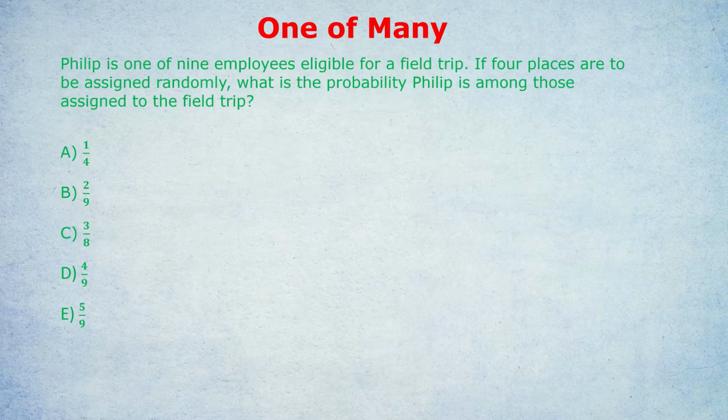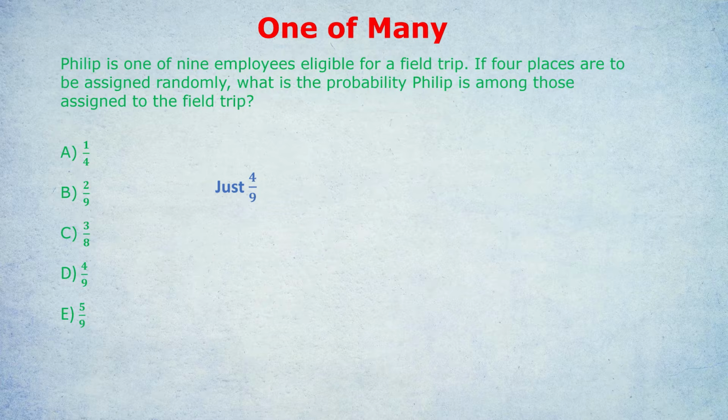This is literally just, and many of you would have gotten this straight away, well, given that there are 4 places available out of 9 employees, the chances of Philip being one of those is 4 out of 9. And I just wanted to point out, when you're one of many in a situation like this, you don't need to overcomplicate with thinking about every single scenario.